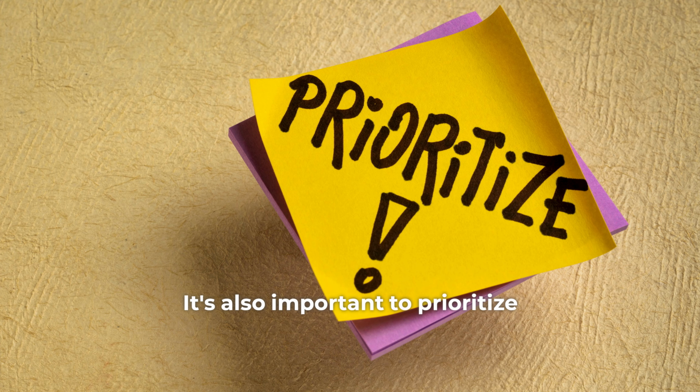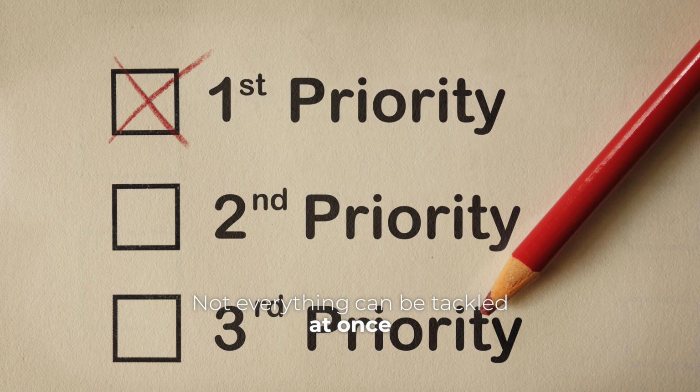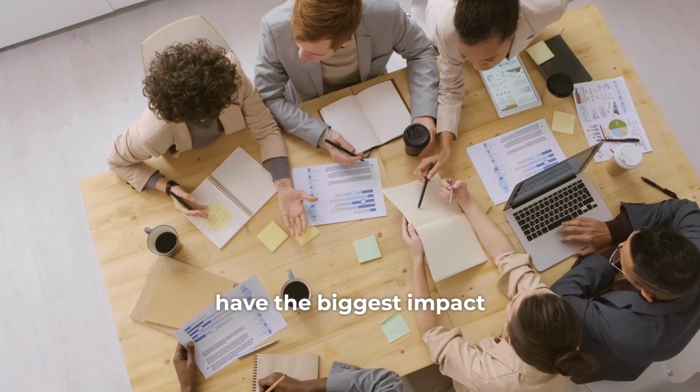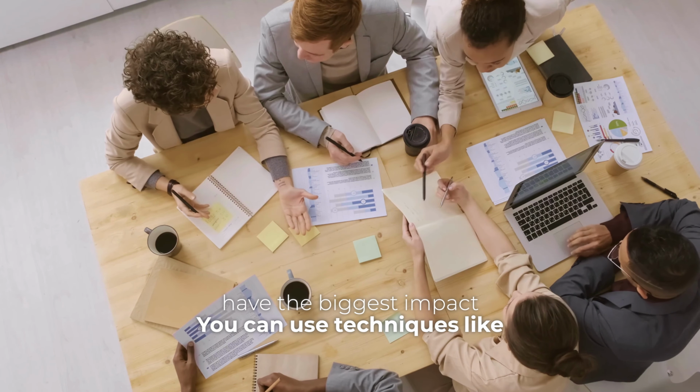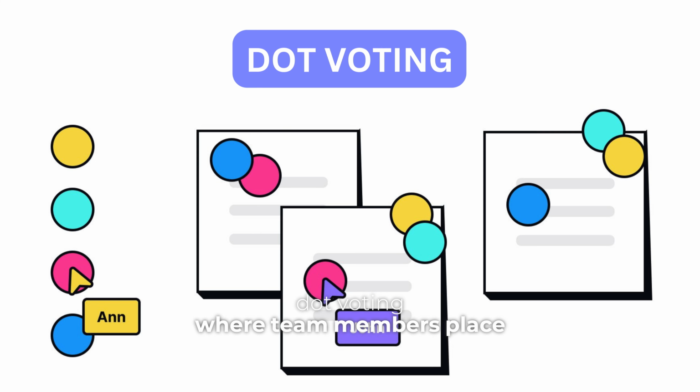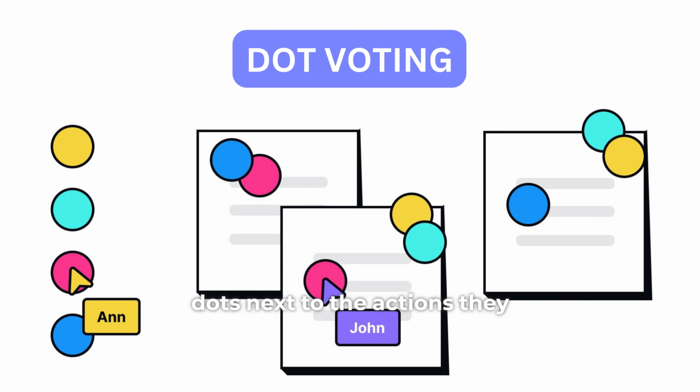It's also important to prioritize these actions. Not everything can be tackled at once, so work with your team to decide which improvements will have the biggest impact. You can use techniques like dot voting, where team members place dots next to the actions they believe are most important to help with prioritizing.